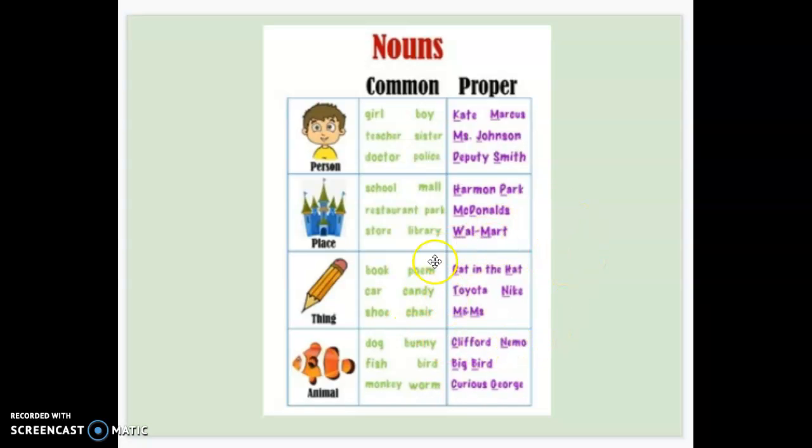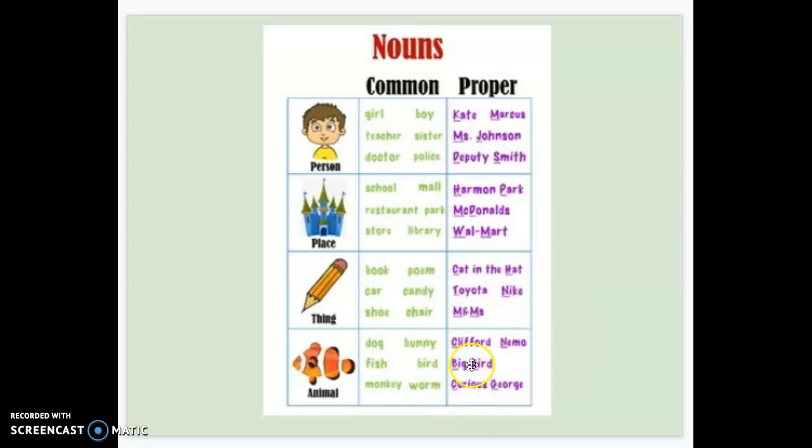When I get to things, commonly we talk about things having a brand name. For example, the common noun that I used was shoes, but now I might be talking about a pair of Nike tennis shoes in my closet. So you know the very specific name of the shoes in my closet I'm talking about, and we would have to do a capital letter.